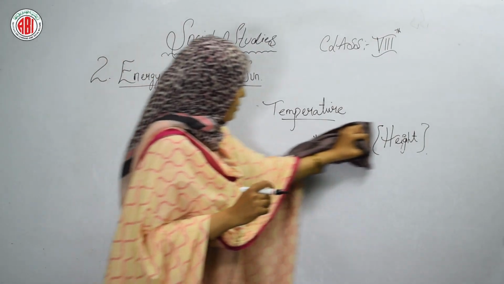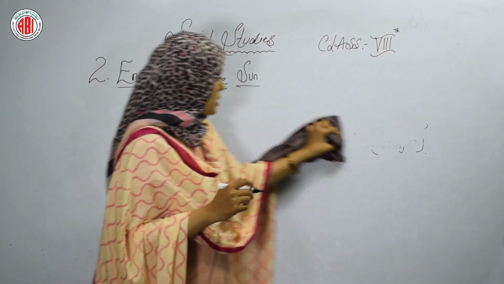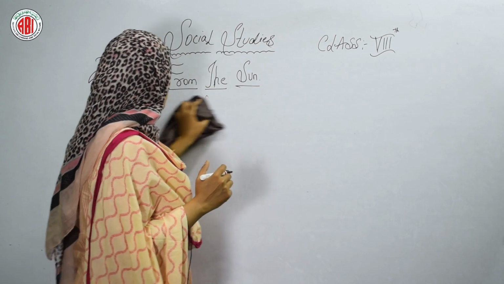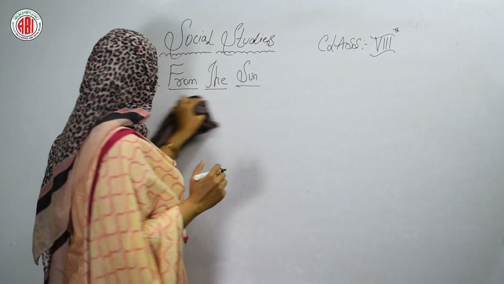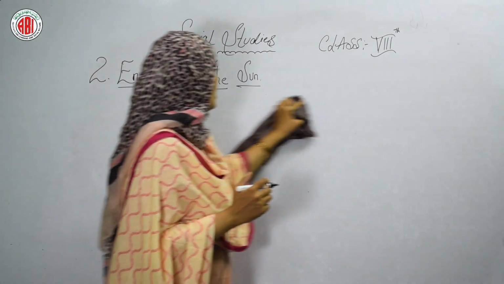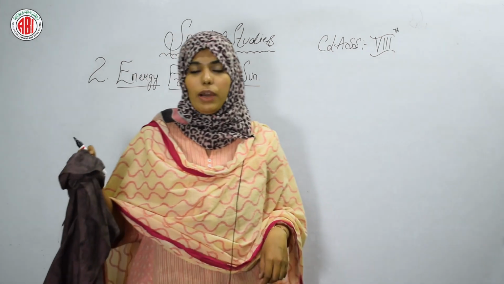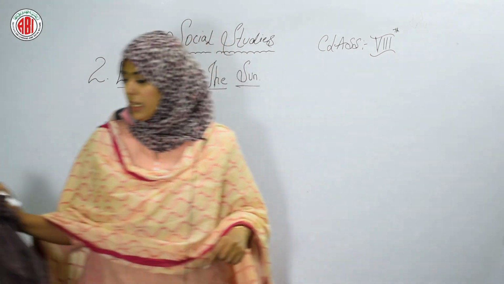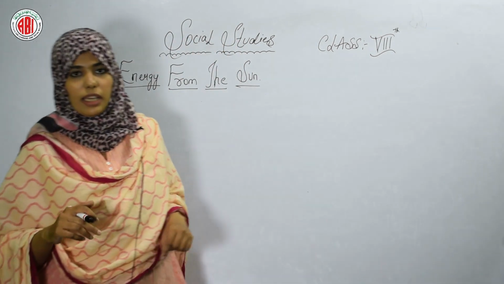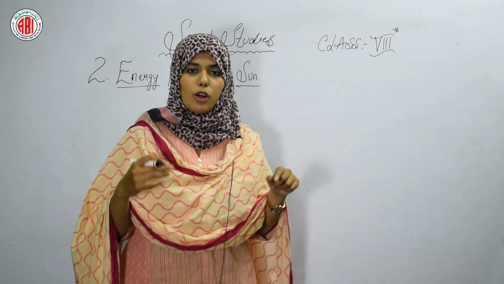So children, as I have said, height also plays an important role in controlling the temperature. If a person is standing on the edge of the mountain, the temperature is very cold, and if the person is standing on the ground floor, the temperature is very hot. Why? Because due to the height the temperature is changing. If he is standing on the edge of the mountains, he is feeling very cold because of the height.